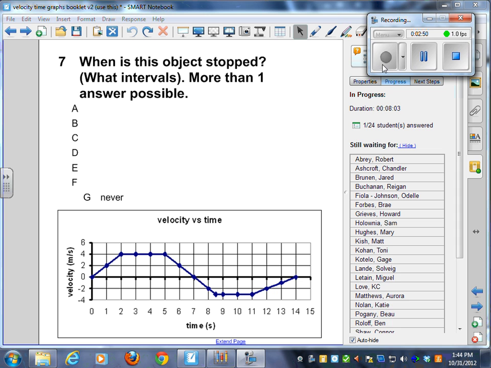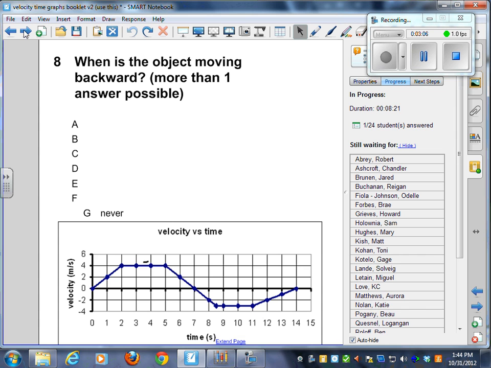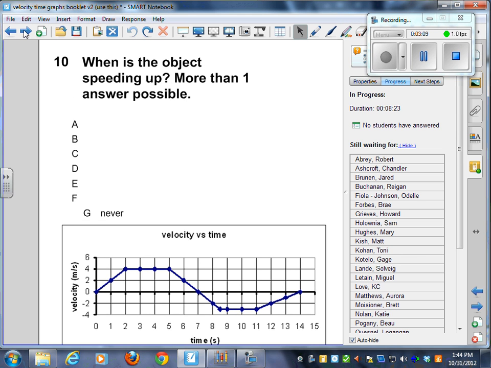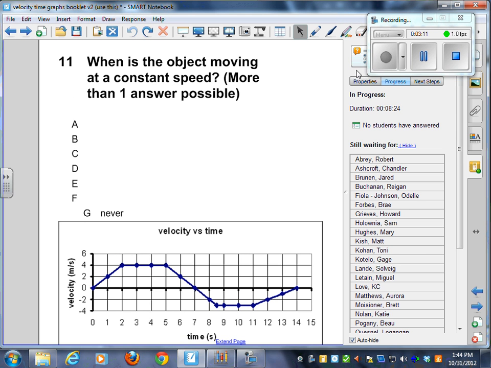And your possibilities are, it's multiple choice. Your options are A, B, C, D, E, F, or G, which means never. So interval A, interval B, interval C, D, E, F, or G is never. So now you can do 7, 8, 9, 10, and 11, and then press submit, and you should be done.